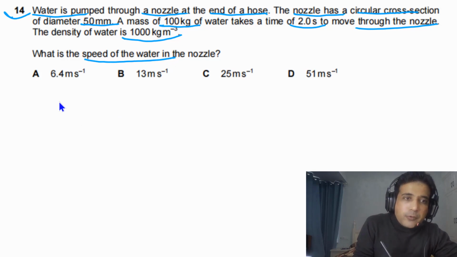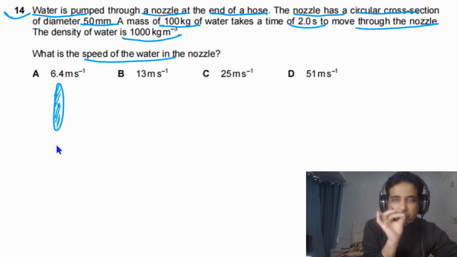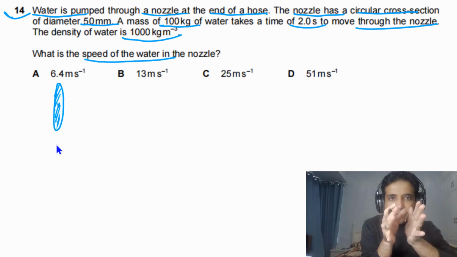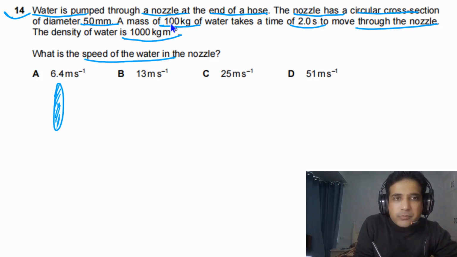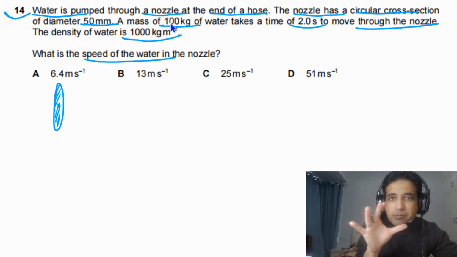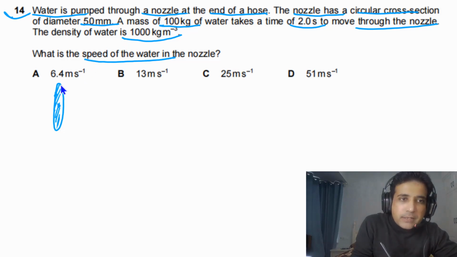Now, first of all, we can sketch circular cross section. So imagine that this is the circular cross section and water is passing through this nozzle. So this much water is passing through this nozzle. And if we look at this cross sectional area for 2 seconds, how much water has passed? 100 kilogram has been passed. Now we can extend this one. Imagine that this is a cylinder.